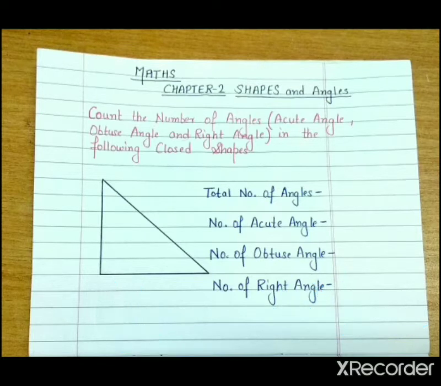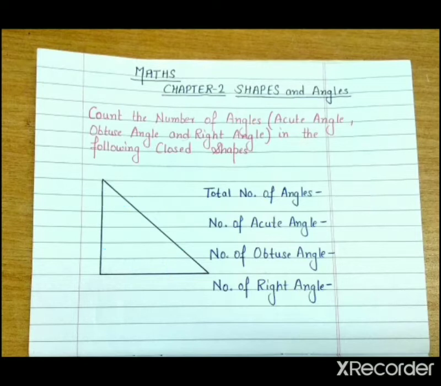So let's move towards our questions. Question number 1. Here we have to count the number of angles given in the triangle. So here we will count the number of angles in this triangle. Here this is an angle. Here this is an angle. This is an angle, and this is an angle. So how many angles are there in a triangle? There are 3 angles. Now we will see whether these 3 angles are acute, obtuse or right angles. Among these 3 angles, how many are acute, how many are obtuse and how many are right angles?